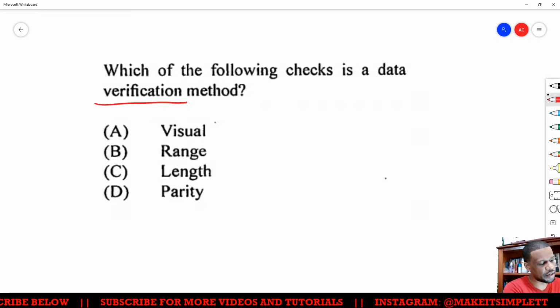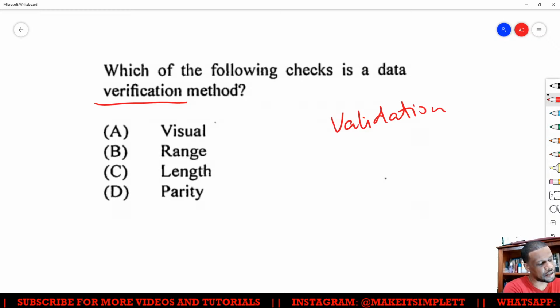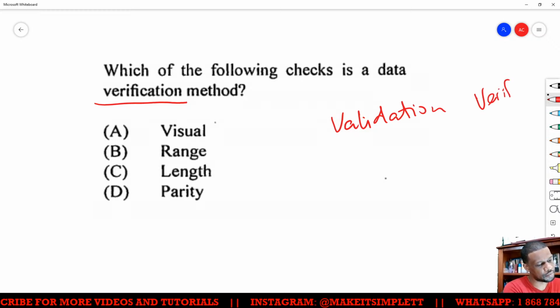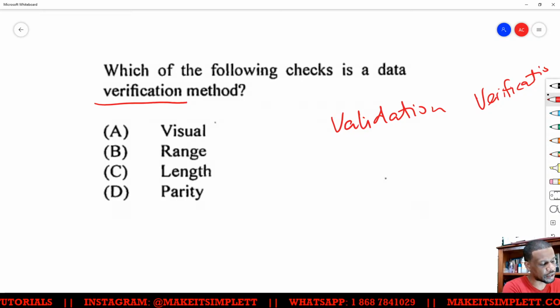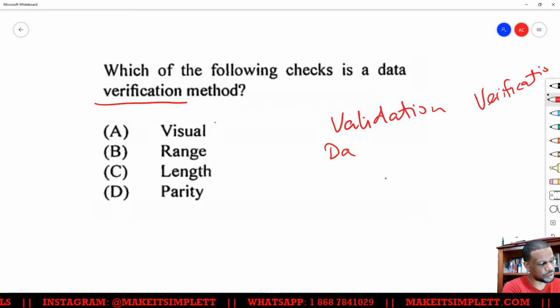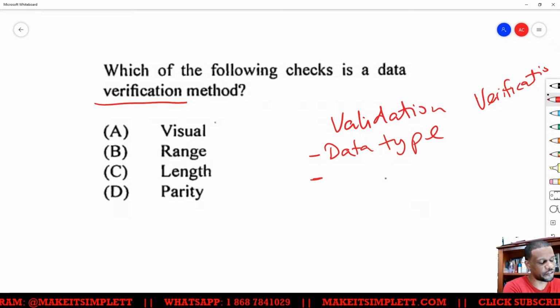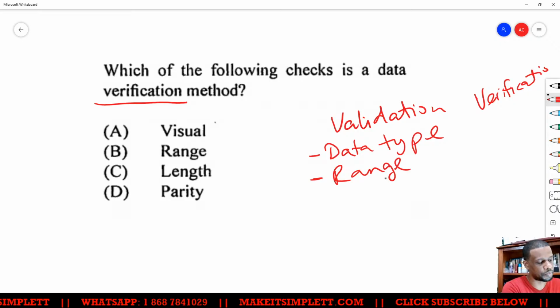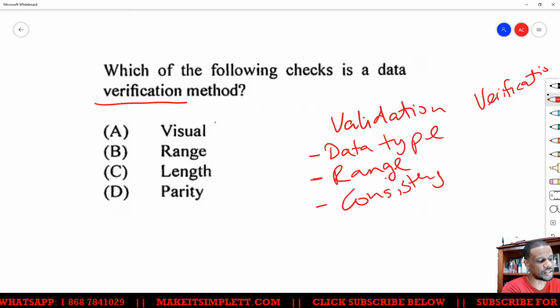Anyhow, which of the following is a verification method? So remember, there is validation, and then there's verification. Validation is making sure something meets a particular set of rules. So like, make sure it's the particular data type: make sure it's a letter if you expect a letter, a number if you expect a number. Data type, then you have range, make sure it's between two particular values. Then you have consistency, all that stuff.